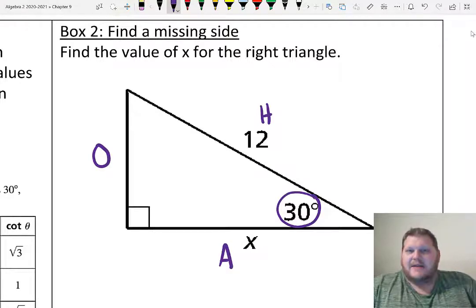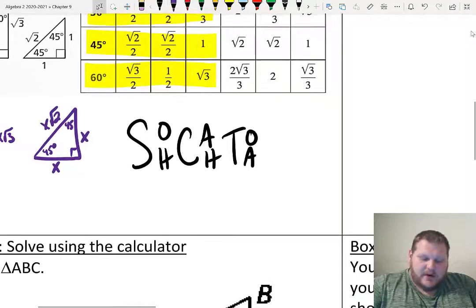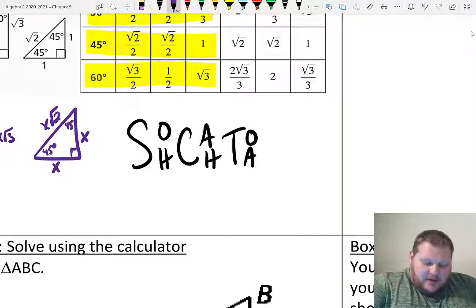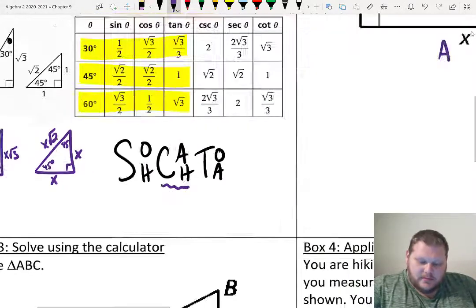So in this case, x is my adjacent side, and 12 is my hypotenuse. I need to figure out which of my 3 trig functions involves the adjacent side, since that's x that I'm looking for, and the hypotenuse, which is the 12 that I'm given. I know those 2 pieces of information. So adjacent and hypotenuse, if I peek back over to SOHCAHTOA, work together in cosine. Cosine is equal to the adjacent over the hypotenuse.